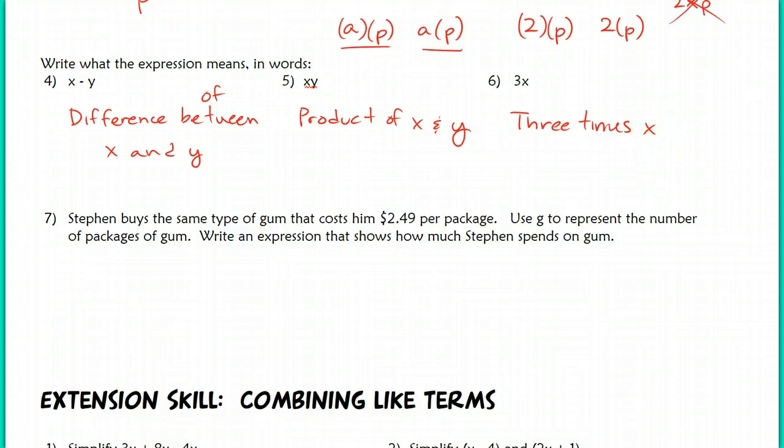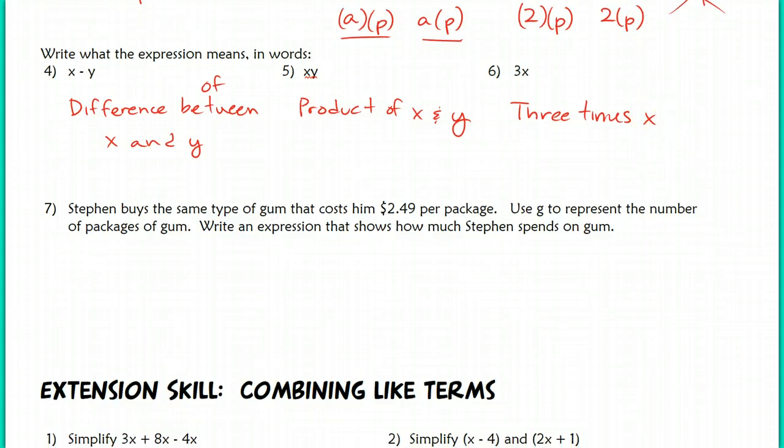Okay, now you're going to see word problems as well here, and you're going to be able to explain what that is, the expression, using variables. So here it says Stephen buys the same type of gum that costs $2.49 per package. Use G to represent the number of packages of gum. Write an expression that shows how much Stephen spends on gum.